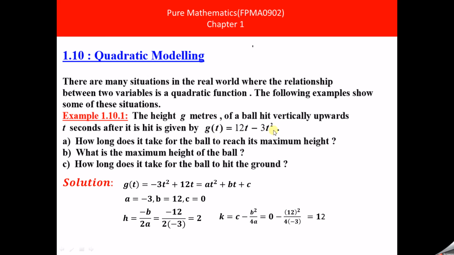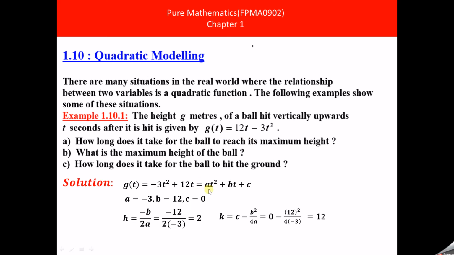Quadratic equation is always a parabola. Once we are given this quadratic equation, to draw the parabola, first you have to find the vertex and the shape of the parabola. Is it upwards or downwards? So let us compare this given equation g(t) equal to minus 3t square plus 12t with the standard quadratic function at square plus bt plus c. In place of x, we have taken t because t is the independent variable here.